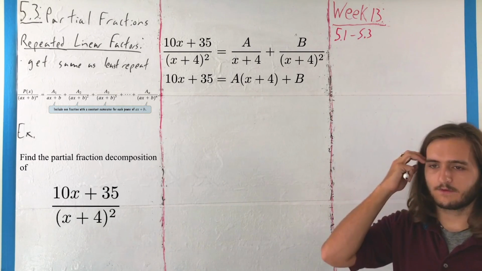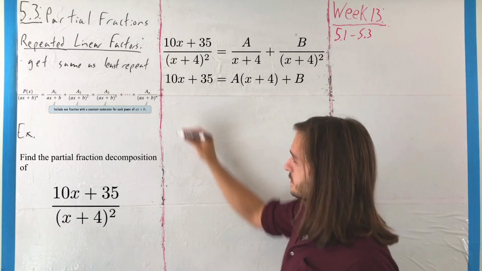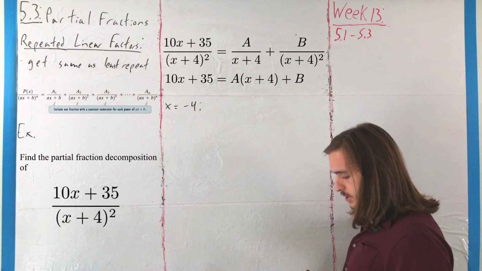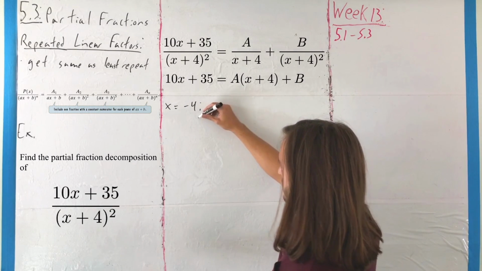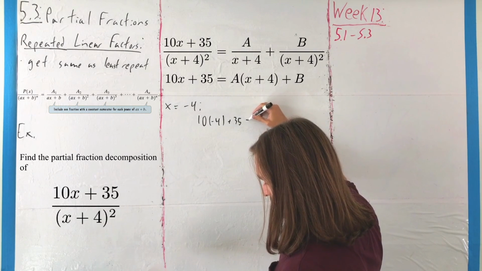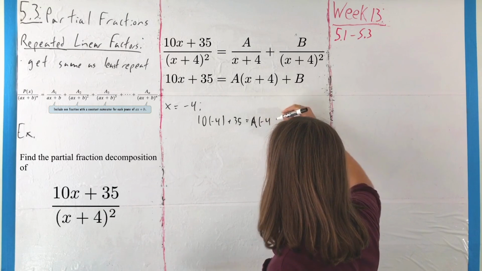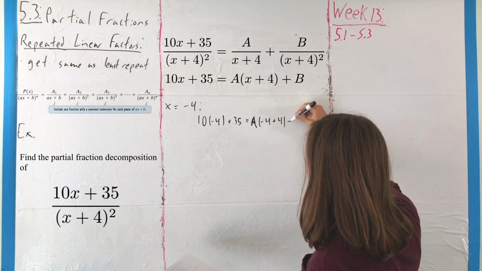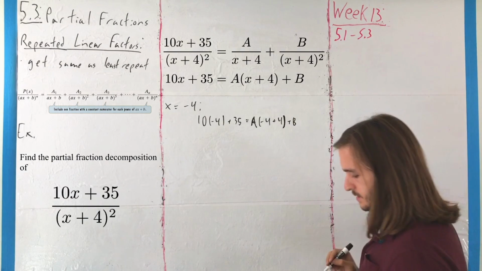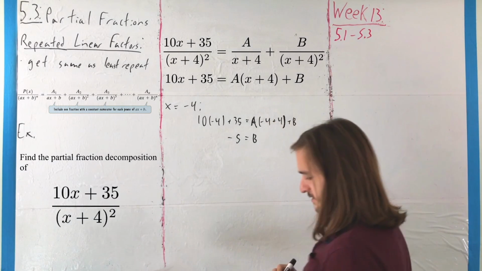So, we don't necessarily have a nice value that we could plug in to get A, but it is very easy to get one for B. In particular, if we plug in x equal to -4, then we should hopefully be able to tell that what we would get is 10 times -4 plus 35 equals A times (-4 + 4) plus B. Let's simplify that, where the other side would simplify down to -5 equals, oh no, B is -5.